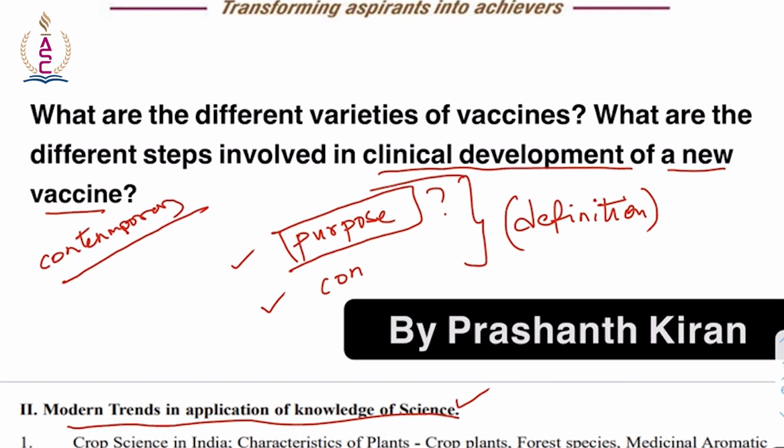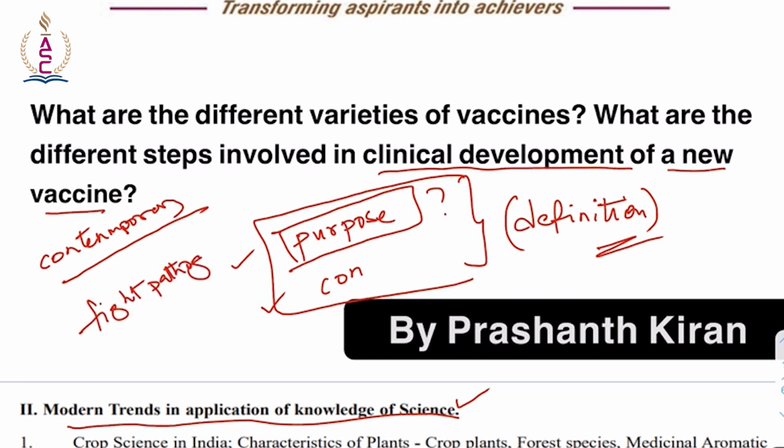If you go via the definitional method, you can say the purpose of a vaccine is to prepare the body beforehand to fight pathogens. The key words here are fight pathogens. But how? Beforehand. You have to keep your body ready. That is the whole point of vaccines. These are biological preparations. And how are they given? They are administered to human beings.